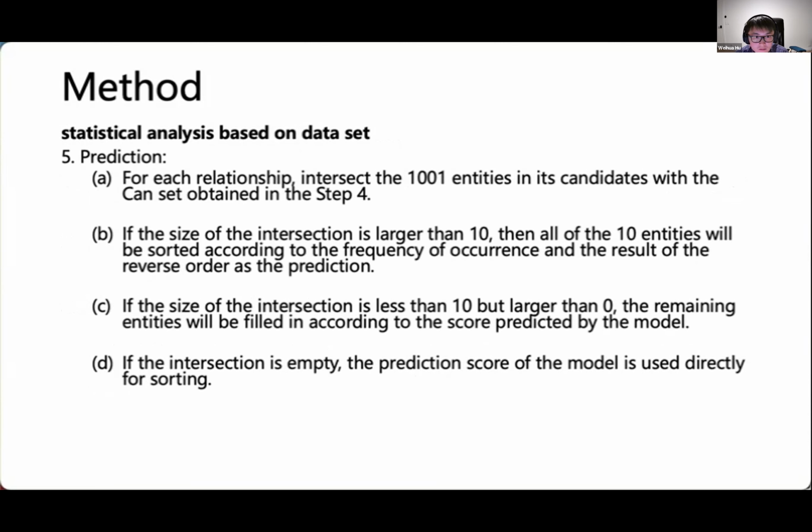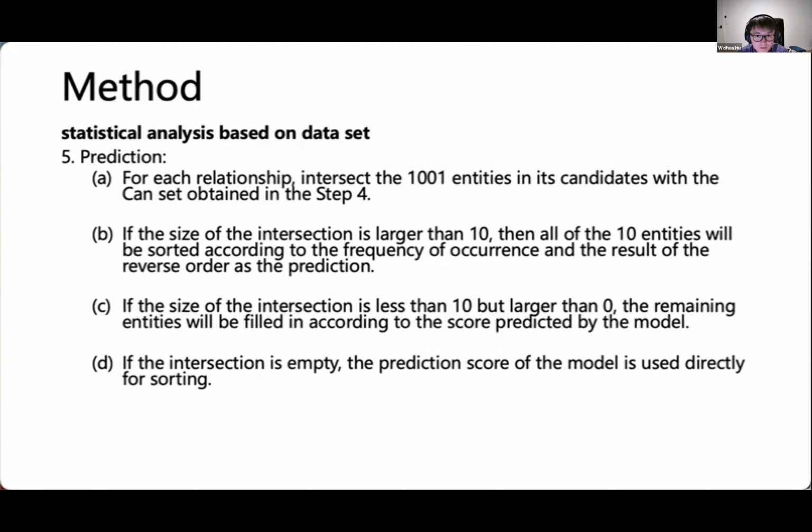Step 5. For each relationship, intersect the 1001 entities in its quantities with the CAN set obtained in step 4. If the size of the intersection is larger than 10, then all of the 10 entities will be sorted according to the frequency of their occurrence and the results of the reverse order used as the prediction.